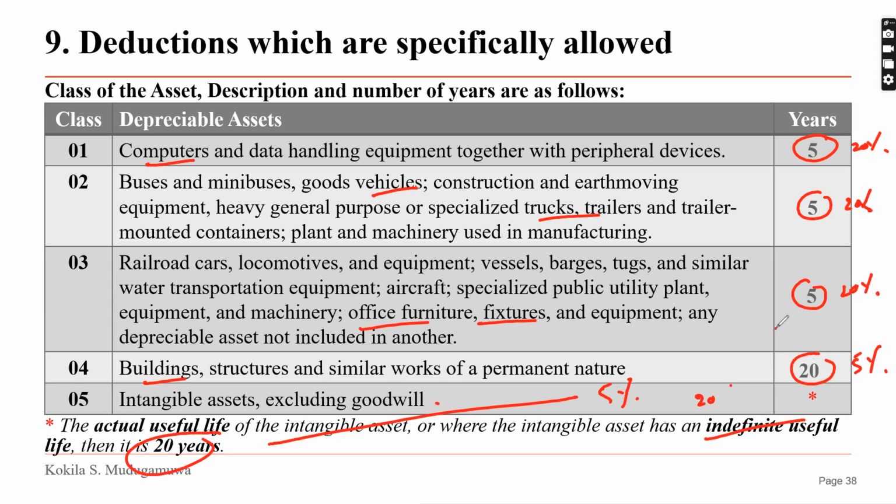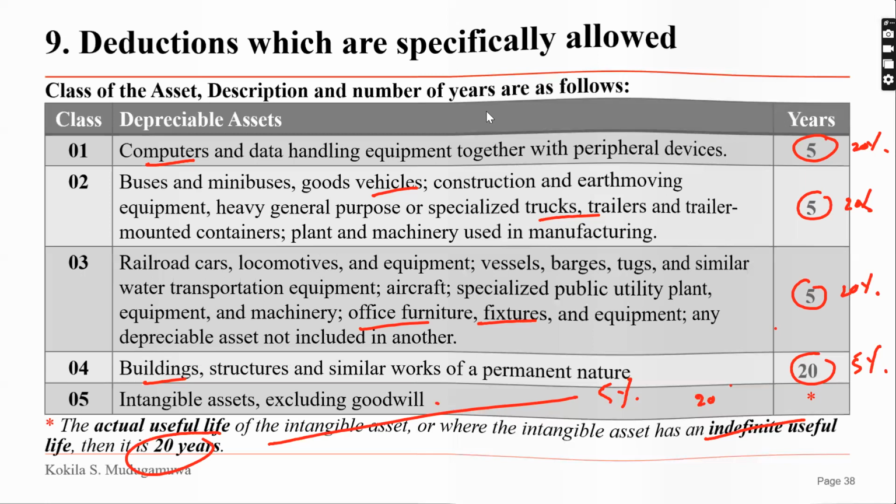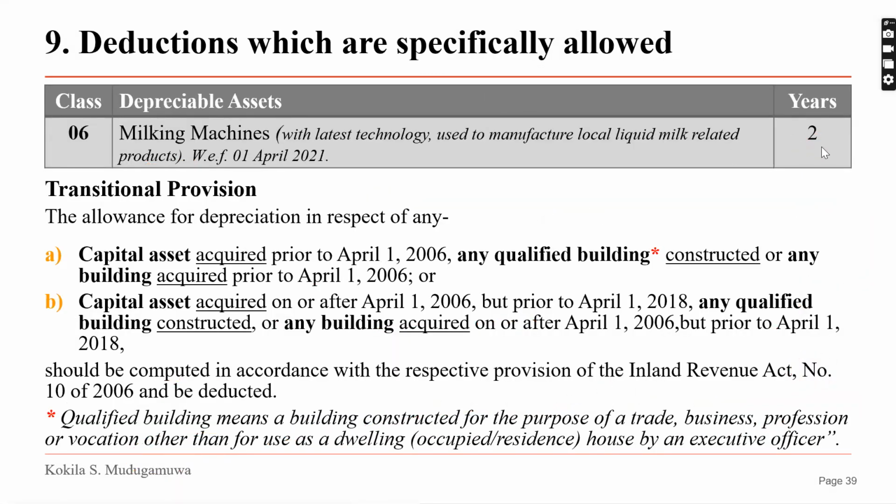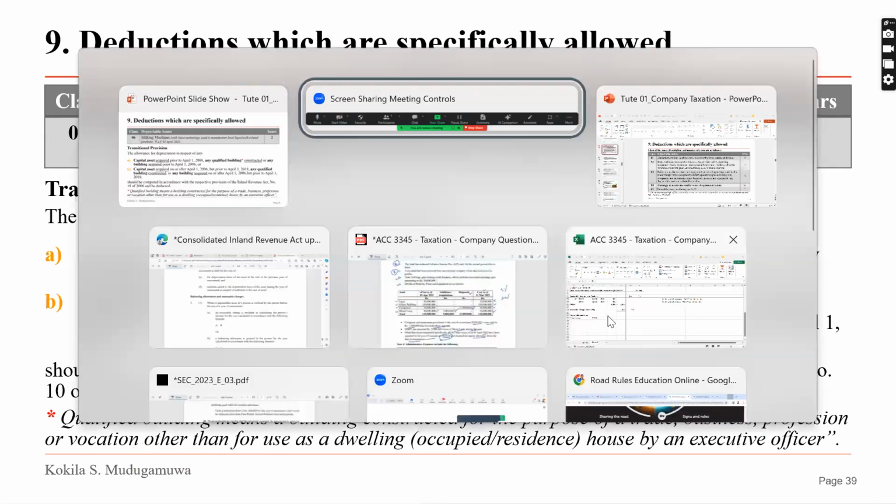So there are the deductions as well. For a milking machine, you can go ahead with 2 years, that means 50%, effective from 21/22. So I hope you have this knowledge.